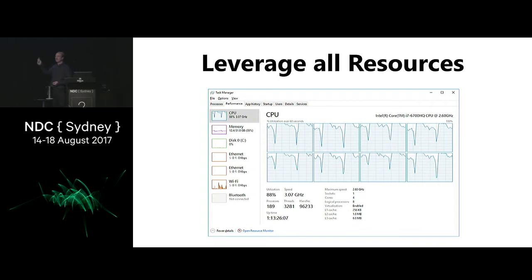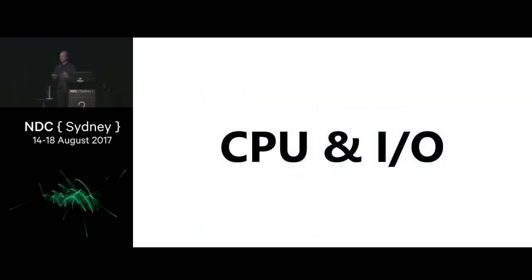In this case here, I'm on my workstation at home. I got 8 cores, I got 32 gigs of RAM, and I got a ton of hard drives. So leveraging all resources means I want to be able to use my disks, I want to be able to use my memory, I want to be able to use all the cores. But those are all different paradigms. So when we talk about leveraging the resources, we talk about CPU and I/O. And we work with these two different things separately.